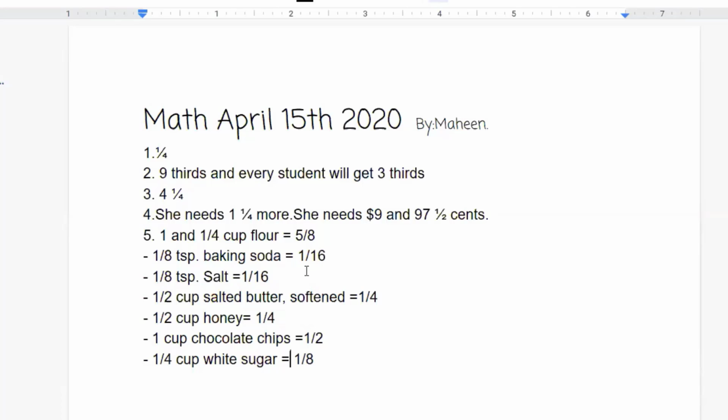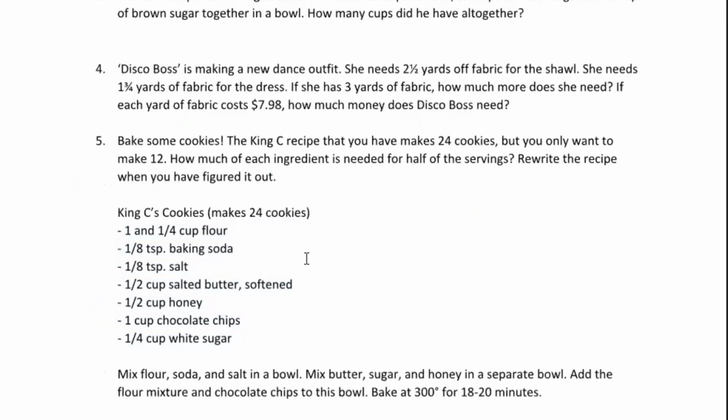The last one says rewrite the recipe when you figured it out. We have done it. We figured it out. So we're done with this. Read the 2 lines followed by the recipe at the bottom. Mix flour, soda, and that's just how if you want to make it. There's no decimal point or any fractions there. It's just that if you want to make it. We are actually not interested in making it.